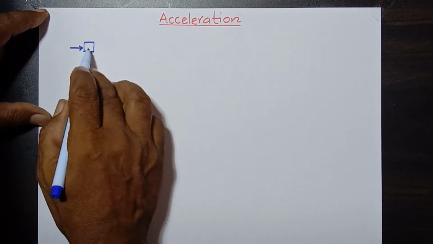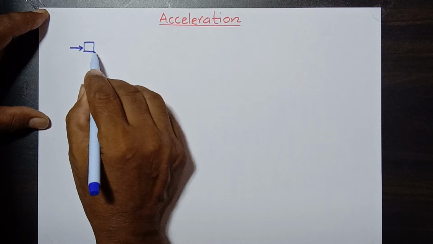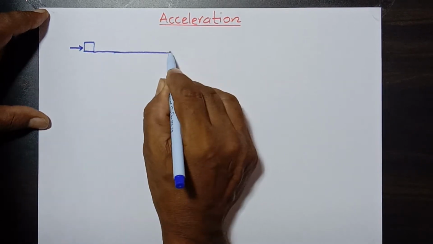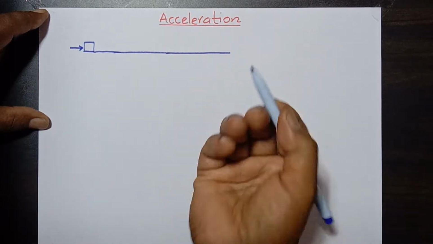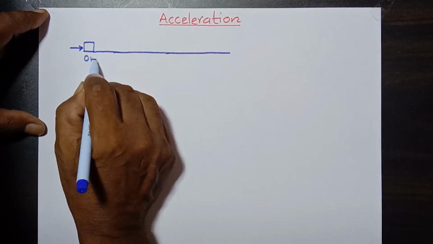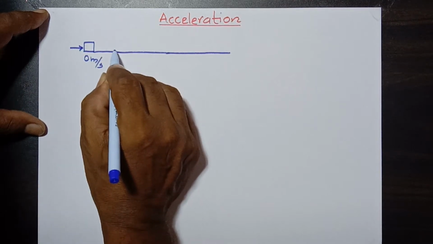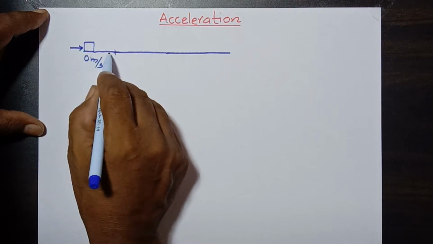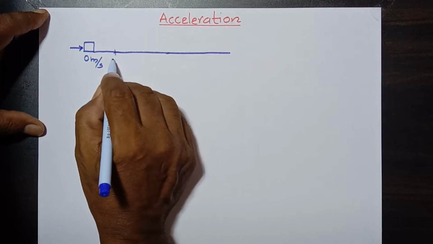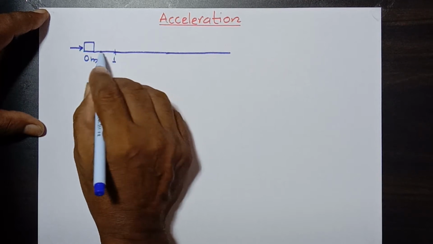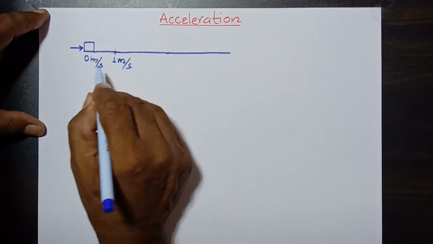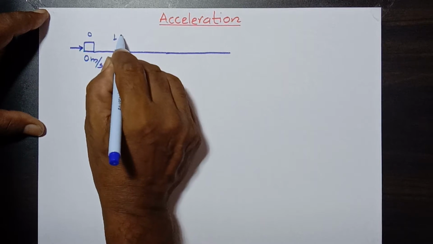When a constant force acts on a body, then the body comes in motion, and what is observed? Let's say this is the direction in which motion is observed. First, it was at rest, and that's why its velocity is 0 meter per second. But at the end of 1 second, suddenly it covers a certain distance, and if it covers 1 meter distance, then we can say that its velocity at the end of 1 second is how much? 1 meter per second. This is 0 second, this is 1 second.